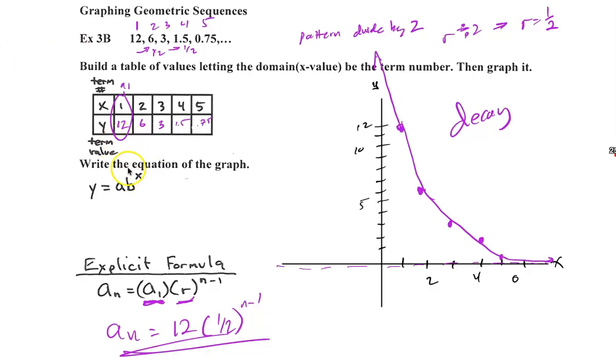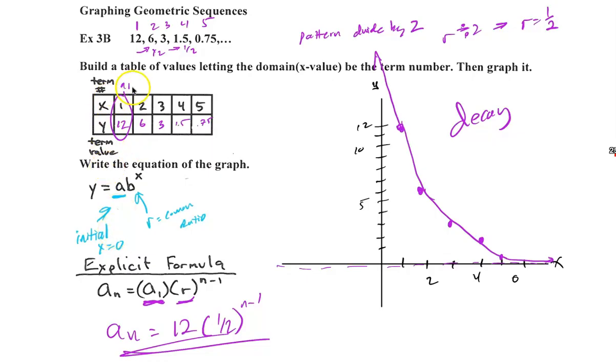Now if I want to write this as an exponential formula, it's slightly different. Our a is our initial value, which is when x equals 0, which we don't have yet. And then b is our r, our common ratio, which we do have, 1/2. So how do we find our initial value?